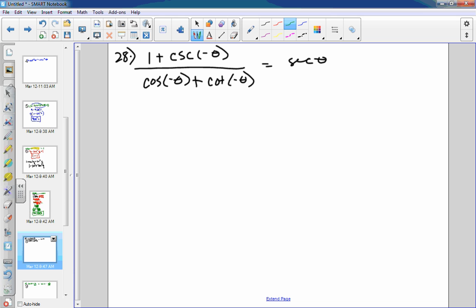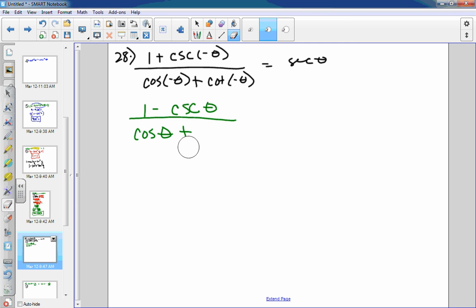What are you thinking? Got to get rid of those negative thetas, right? So what is the cosecant of negative theta? That is going to be negative cosecant. What is cosine of negative theta? Cosine. What is going to be the cotangent of negative theta? Minus cotangent, sorry. Cotan.